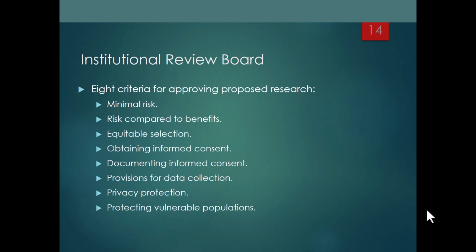So here's the criteria that the IRB uses to determine whether the proposed research will be approved. They look at the minimal risk, they look at risk compared to benefits, they look at whether your selection is equitable, they're looking for your informed consent, making sure that you're obtaining an informed consent, making sure that you're also documenting your informed consent. You're providing provisions for your data collection and also making sure that you're protecting the participants' privacy and making sure that you have safeguards in place to protect participants from vulnerable populations.